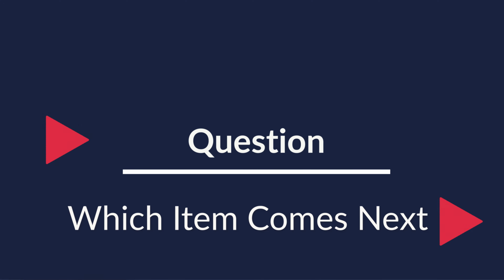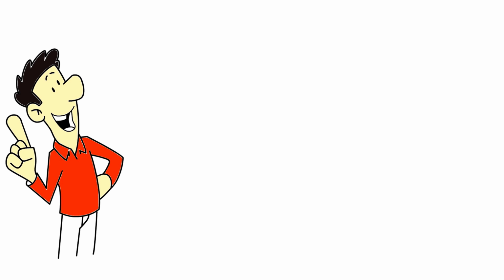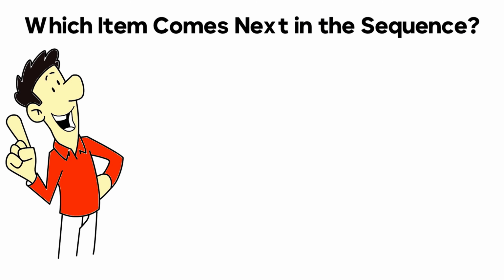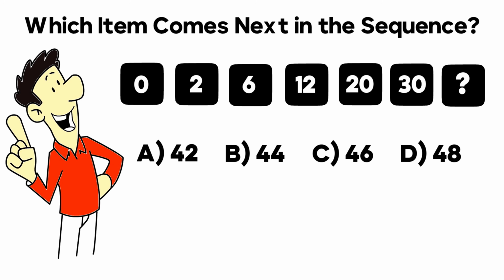Very frequently on the test, you might be asked to detect the pattern. In this question, we're being asked which item comes next in the sequence. And we're presented with the sequence of items. 6 items in the sequence are visible: 0, 2, 6, 12, 20, and 30. And the next item is missing. And you're being asked to select one of the 4 following choices.